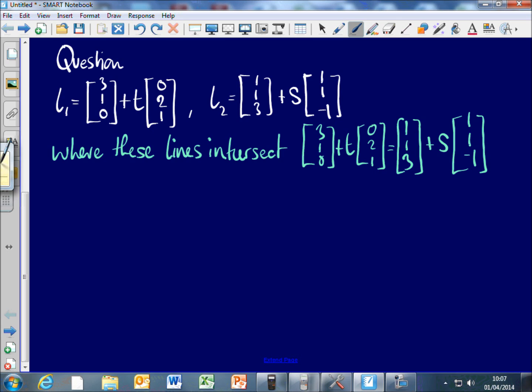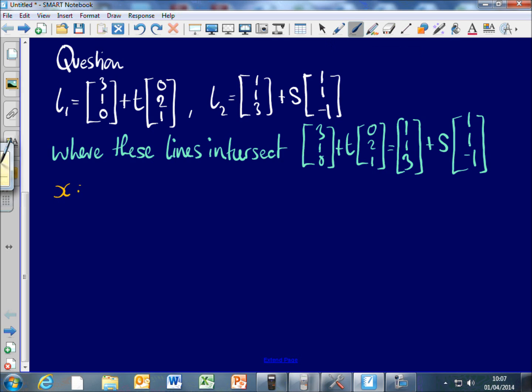Okay, and my job is to basically find the values of s and t that make these line equations equal to each other. So I can just treat each component separately. So the 3, 0, 1 here are all in the x direction. So I will just write down an equation in the x direction, an equation in the y direction, and an equation in the z direction. So that's what I'm going to do now.